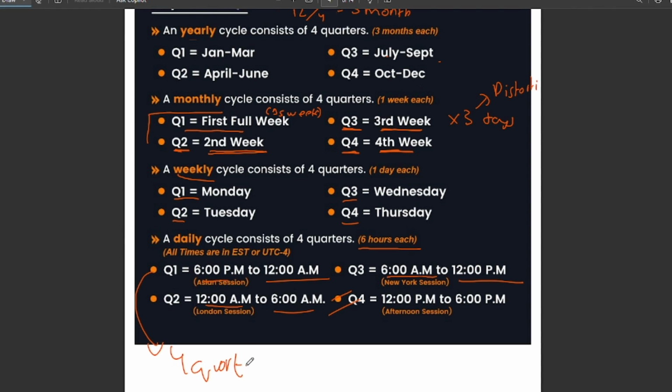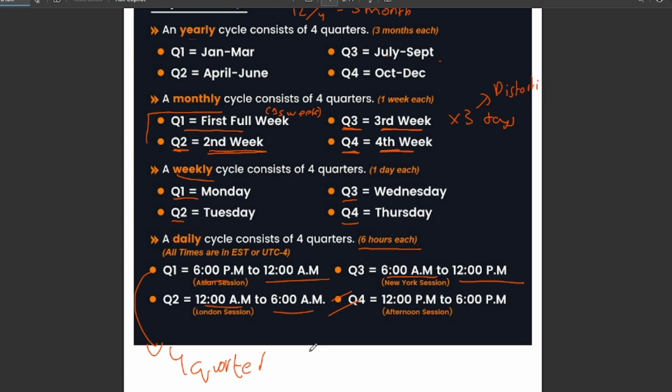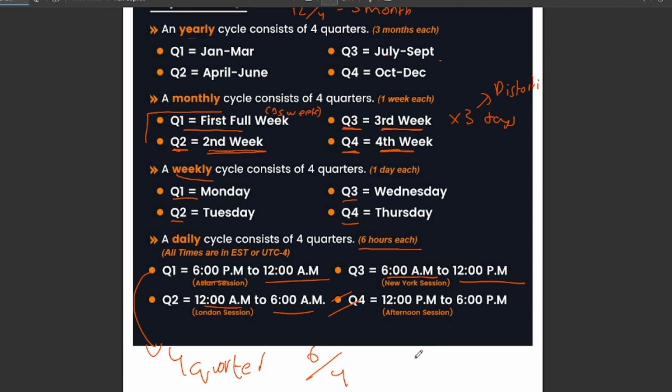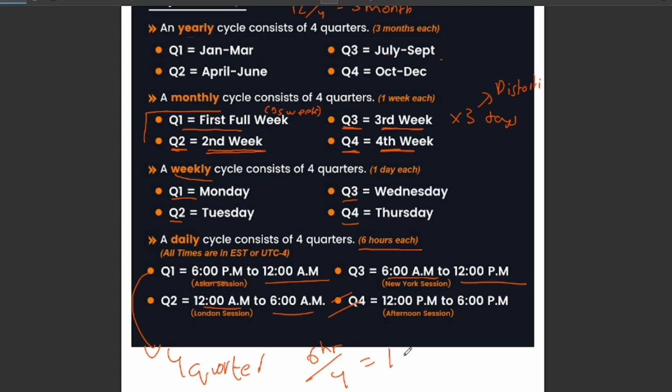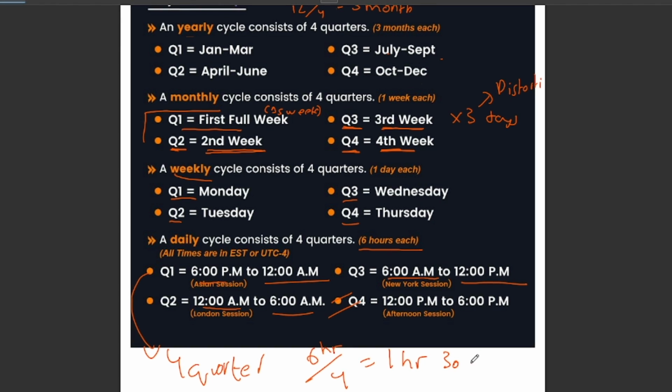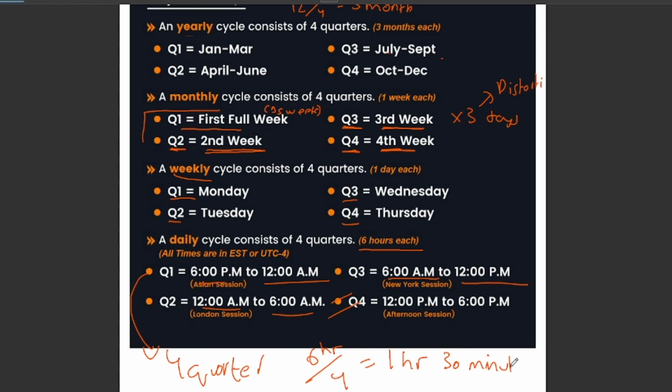How will you do it? You will basically take 6 hours and divide it into 4. So what does 1 quarter represent then? 1 hour and 30 minutes. So let's break these down and see.